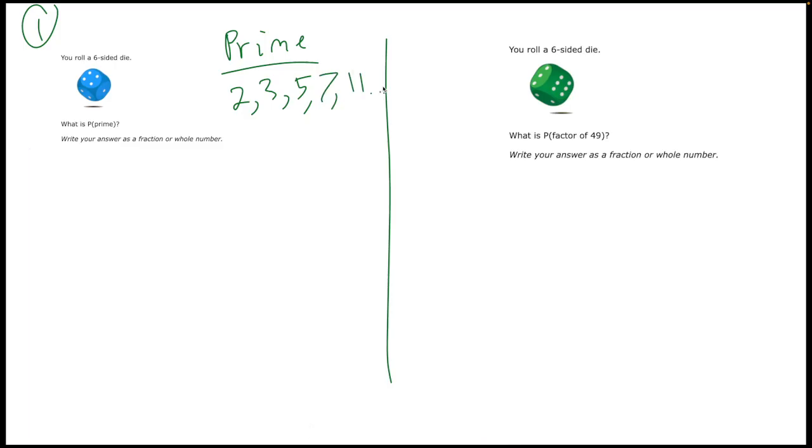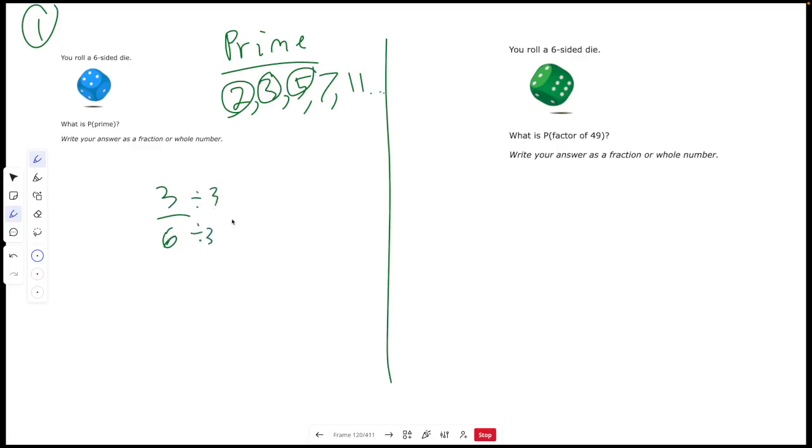On a 6-sided die, how many numbers are prime? Well, 2 is prime, 3 is prime, 5 is prime. And so that would be 3 out of the 6 numbers would be prime. And again, this can be reduced if you divide by 3, so 1 out of 2. So this is a 50% chance, right? A 1 out of 2 chance is just a 50% chance of rolling a prime number.